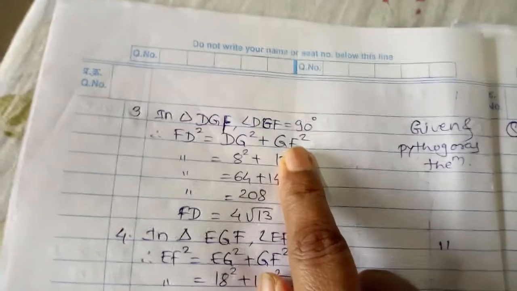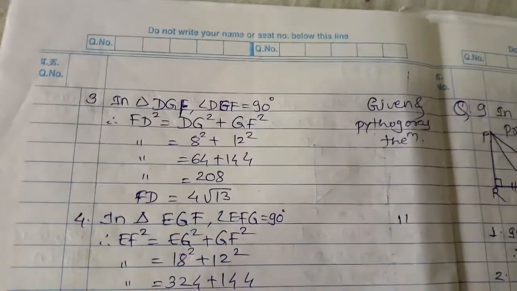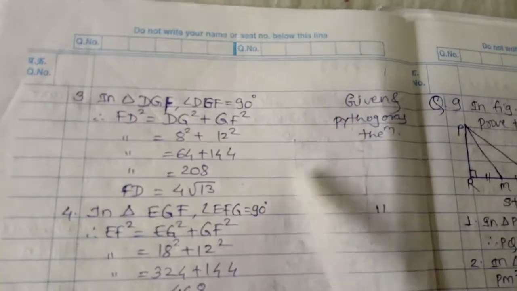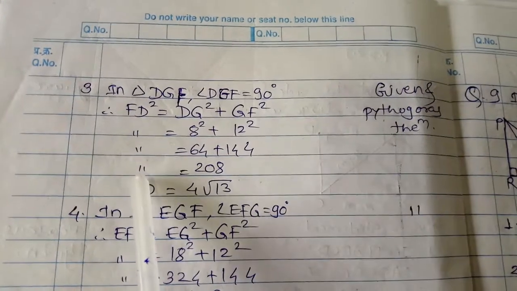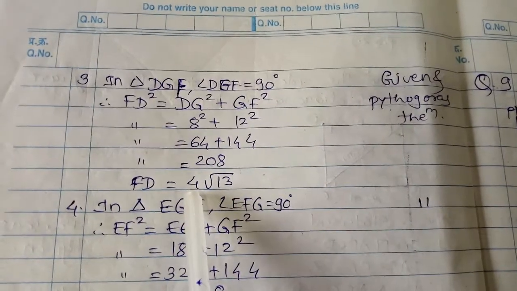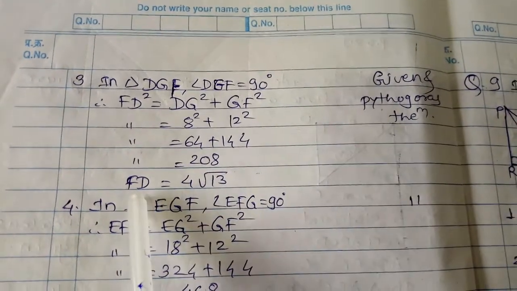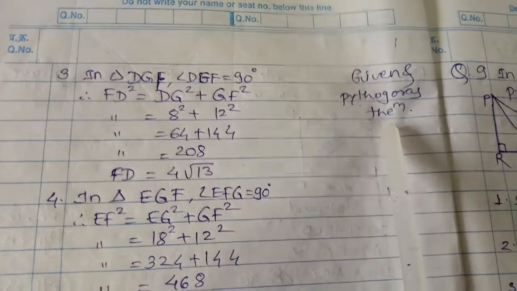So here FG square plus GD square. Now we put down 8 square plus 12 square. So we get 64 and 144, and the addition is 208. So this is the answer of FD square. Now what is FD? Taking the square root, we will get 4 root 13. So we find FD as 4 root 13. The reason is Pythagoras theorem.